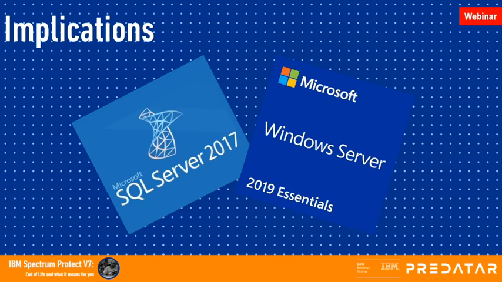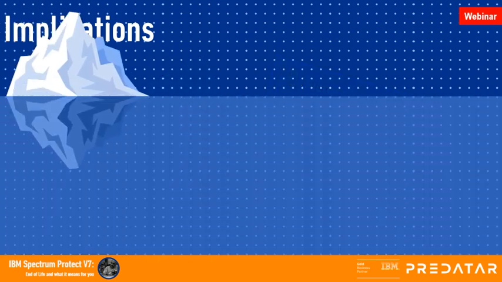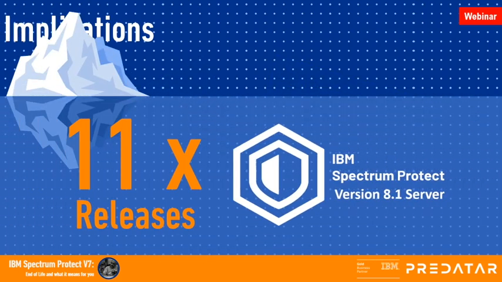But that's not all that Spectrum Protect 8.1 provides. As I said earlier, the first release of that version was in 2016, 5 years ago. And as of now, there have been 11 maintenance releases of this latest version, and several more interim releases, or fix packs.